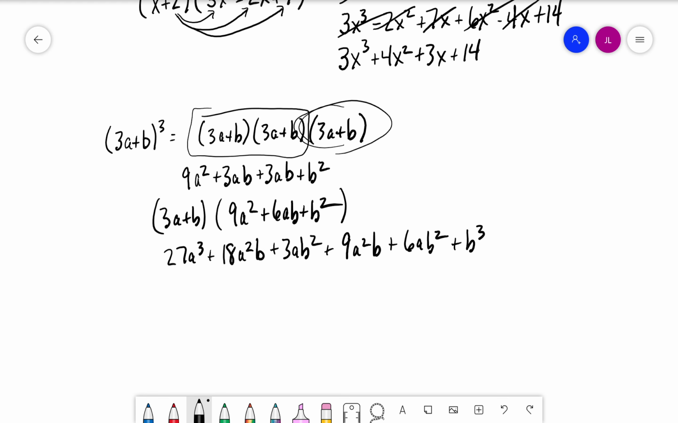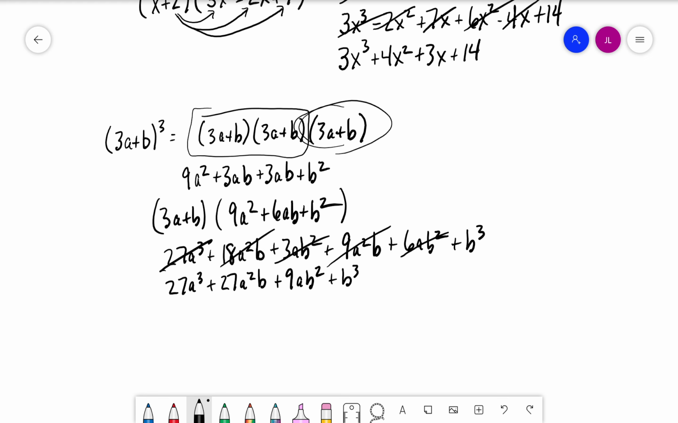So we don't have any other a cubed, so we can say 27a cubed. We'll use that term. Do we have any a squared b's? We have 18 and we have 9. So 18 and 9 is 27. So plus 27a squared b. Now we have 3ab squared and 6ab squared. So that's plus 9ab squared plus b cubed.